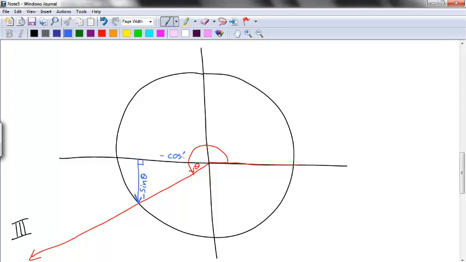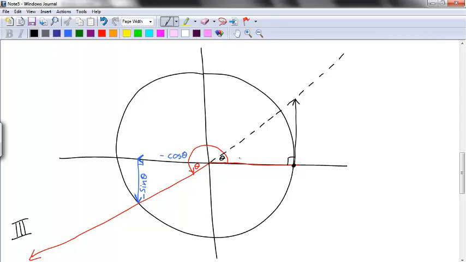Cosine. Cosine negative, because we're going to the left. Tangent touches here in all four quadrants. So you've got to extend this up in the opposite direction. So tangent's going to be right here. Now this is our theta.